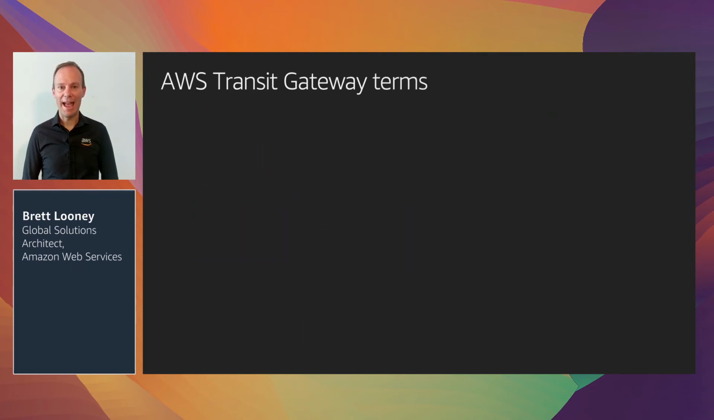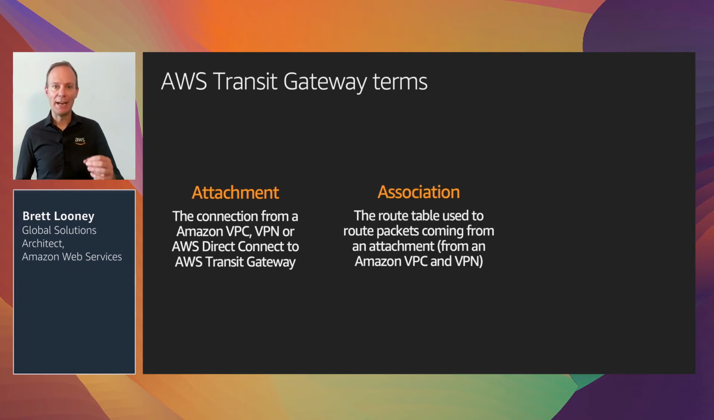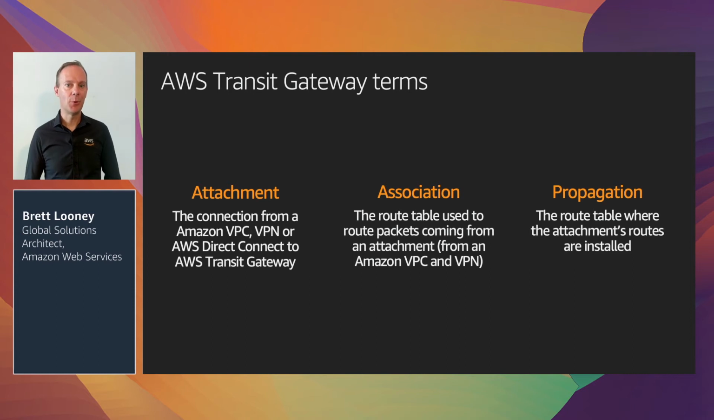Let's look at some of the terminology that you're going to need to use here. So an attachment is where we connect a VPC, a VPN, or Direct Connect into Transit Gateway. An association is the route table that is associated with that particular attachment. And propagation is where we automatically take the routes from a VPN, from a Direct Connect, or from a VPC and install it into the route table.